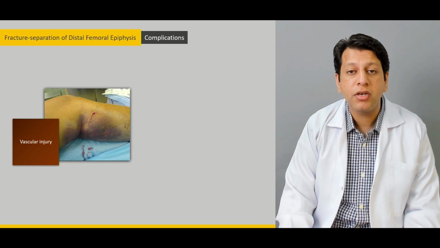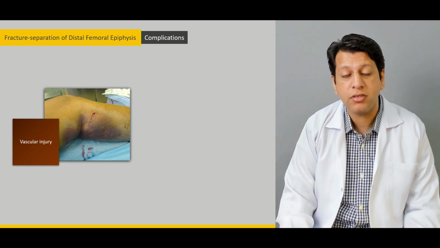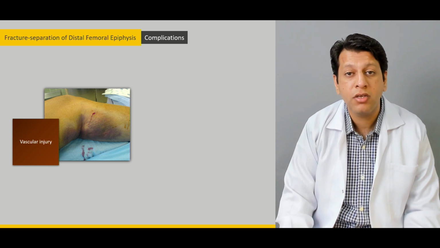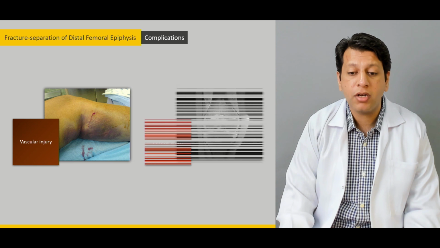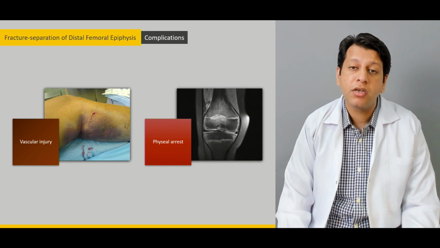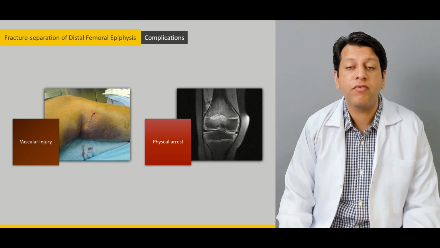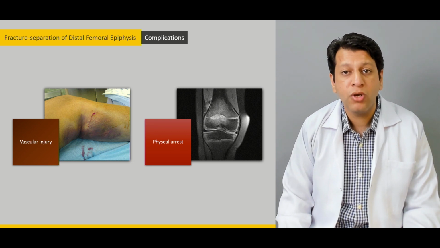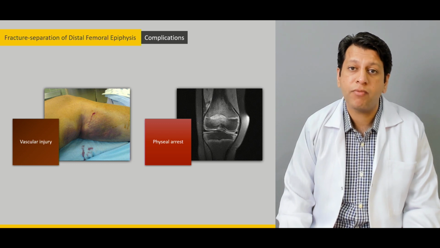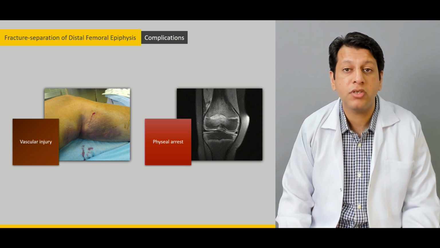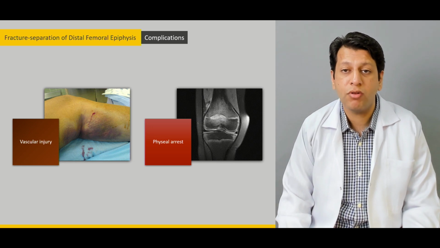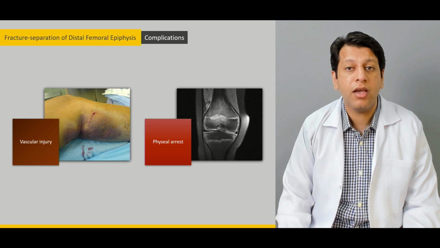What we need to make sure of is that there are no associated complications. Complications may include vascular injury, especially injury to the popliteal artery, or it could be physeal arrest. Why is the physeal arrest important? Because it will eventually develop 2 problems. One is limb length discrepancy, especially if it is a Salter-Harris type 5 or 6 injury or a type 1 injury in which there is complete separation. This will eventually damage the whole of the physis and lead to LLD.